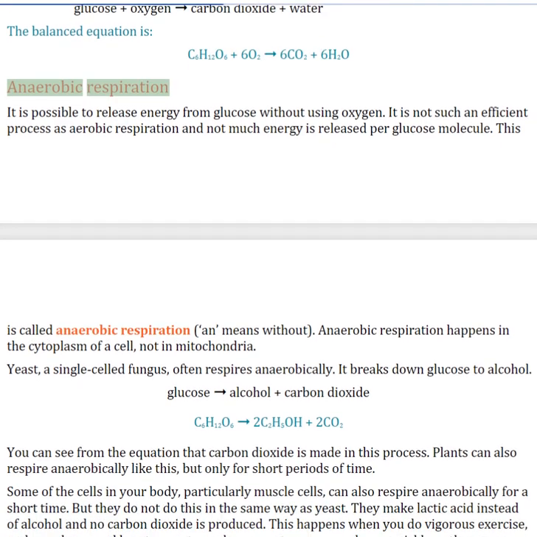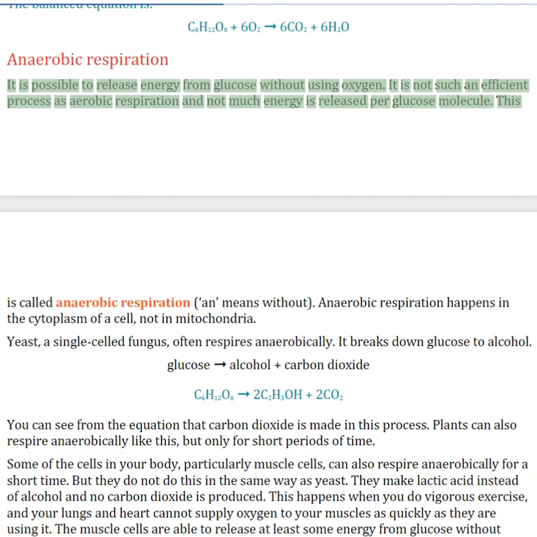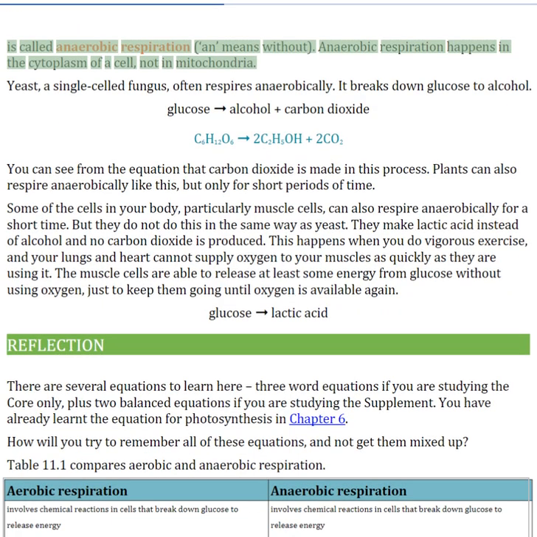Anaerobic respiration. It is possible to release energy from glucose without using oxygen. It is not such an efficient process as aerobic respiration, and not much energy is released per glucose molecule. This is called anaerobic respiration. Anaerobic respiration happens in the cytoplasm of a cell, not in mitochondria.